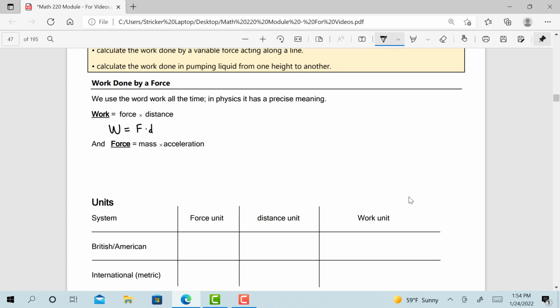Well, since work involves force, we need to review what force is, and we really need to look at that from both the English system and the metric system, because they are just a little bit different in the way we work with them. So the first thing, let's look at the metric system. In the metric system, for our applications, we're going to be writing force as being equal to mass times gravitational acceleration. We're only going to be dealing with forces due to gravity.